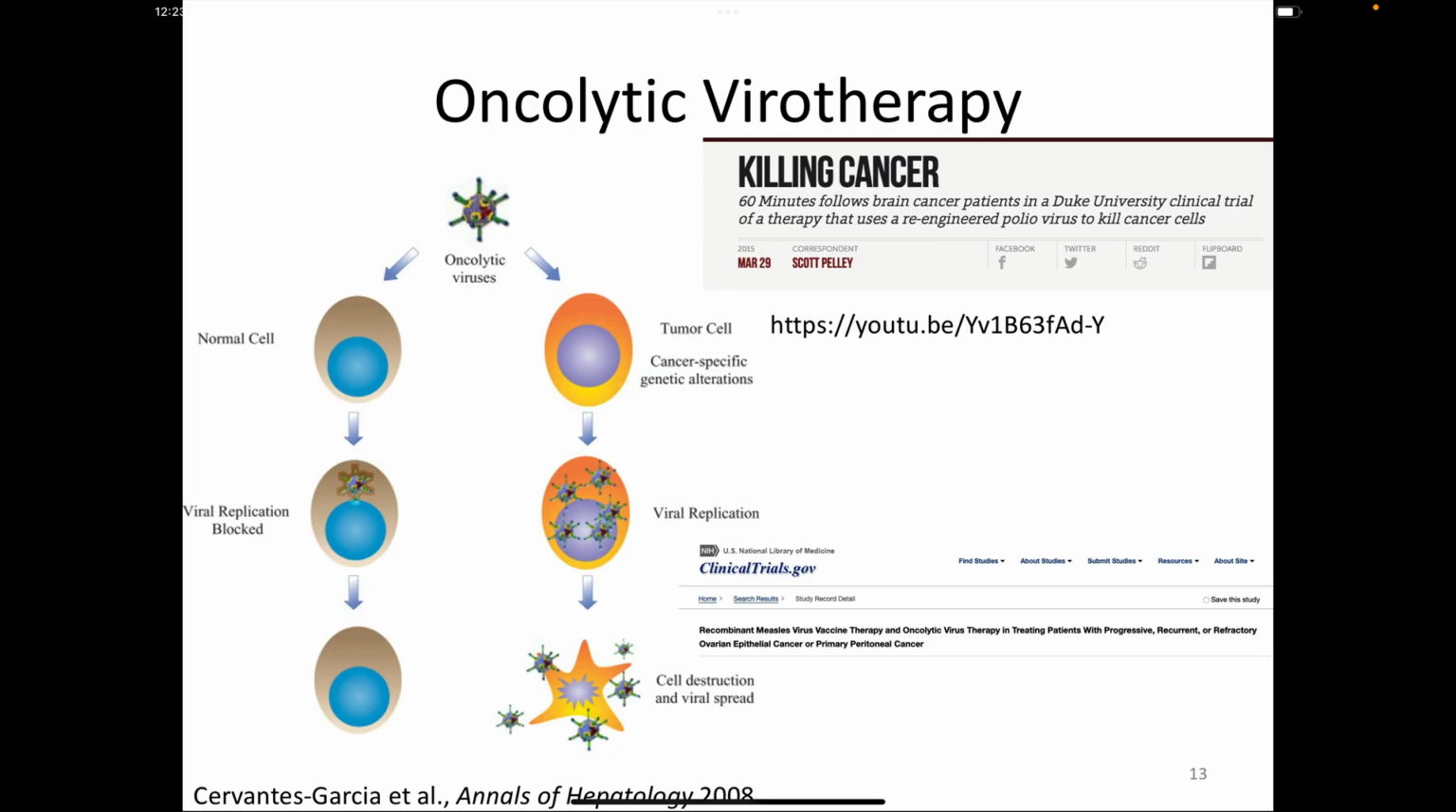And so the link that's here is a link to a 60-minute story about one of the many oncolytic virotherapy trials where people with incurable, inoperable brain cancer were actually treated with a modified poliovirus. They were infected with this virus that could only replicate in the tumor cell, and their tumors were basically cured, with the idea being that the virus was actually infecting the tumor and lysing that tumor. And so in addition, thinking about ways that we can use viral infection to lead to this therapy can be really useful.